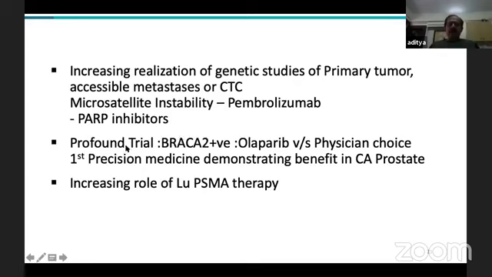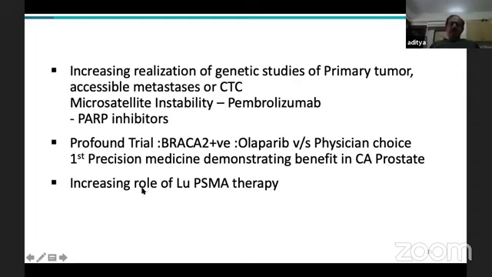Finally, I'll just add this trial, which is the PROFOUND trial, where BRCA2 positive patients were started on olaparib versus the control arm drugs as per the physician's choice. And this was in fact the first precision medicine trial which demonstrated a significant benefit. Almost 60% of the patients responded very well to olaparib. And mind you, these are patients who have failed multiple lines of therapy. Then genetic sequencing was done, BRCA2 was found, and when olaparib was used, it worked very well.